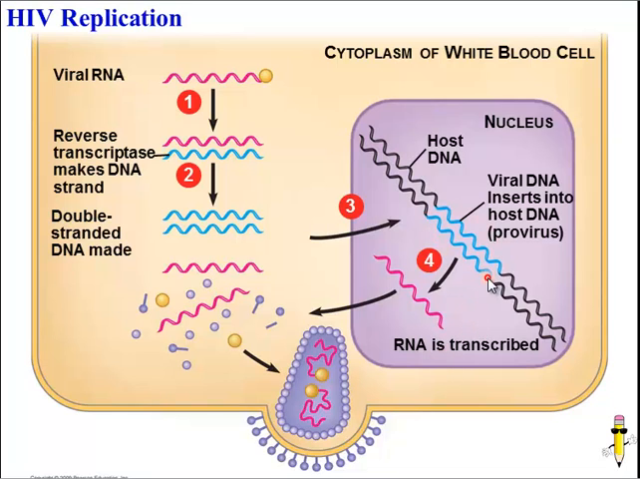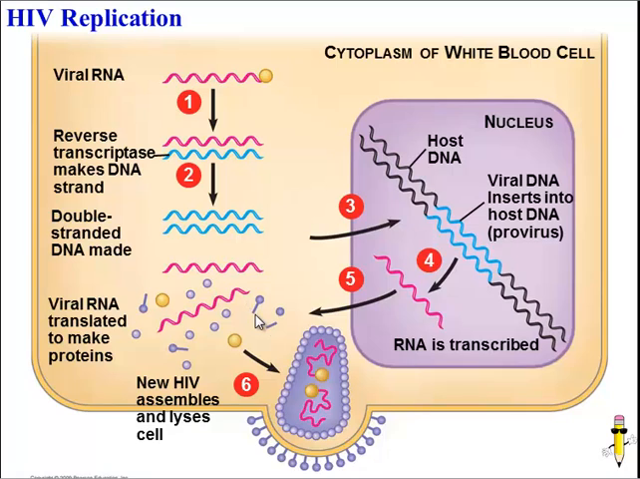And so the viral DNA will be transcribed into RNA, and then the RNA will be translated to make viral proteins. And then finally, the virus will lyse and leave the cell. So here we see that HIV follows both the lysogenic piece and it can follow the lytic replication cycle.